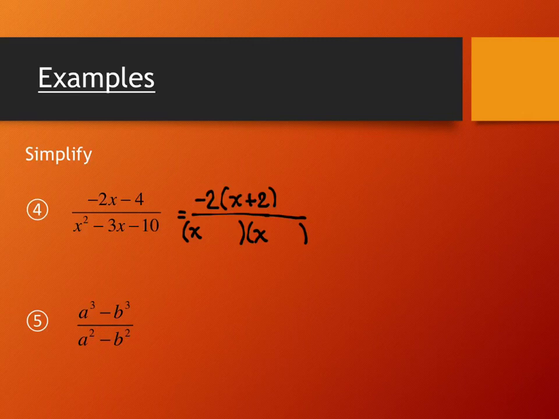So on this one, I need two numbers that multiply to give me negative 10. And then look at the middle term. They have to add to give me negative 3. So what would those numbers be? Negative 5 and positive 2.